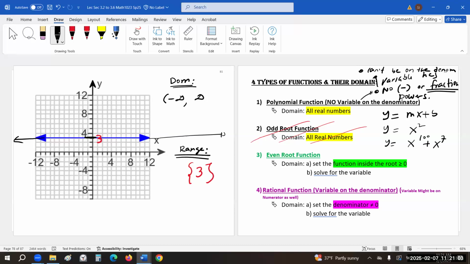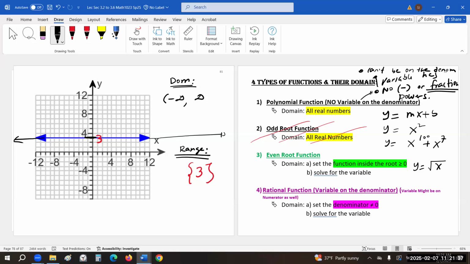What if you have an even root function? For example, y equals square root of x. Now, can you plug in anything for x in any even root function? Can you plug in 0 here? What is square root of 0? 0. So we can plug in 0. Can you plug in 1 here? What is square root of 1? 1. Can you plug in 100 here? What is square root of 100? 10.